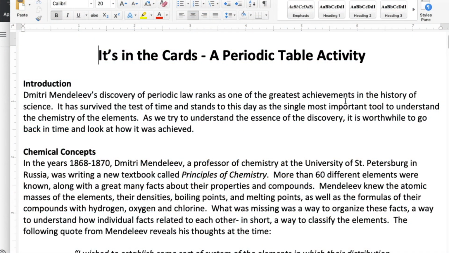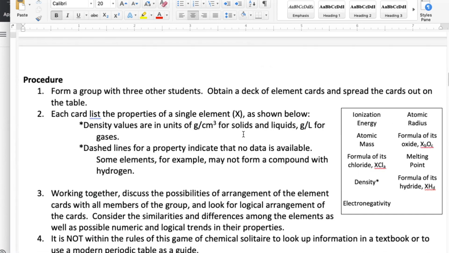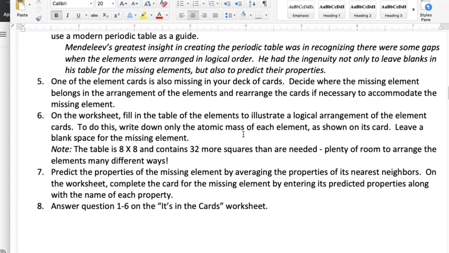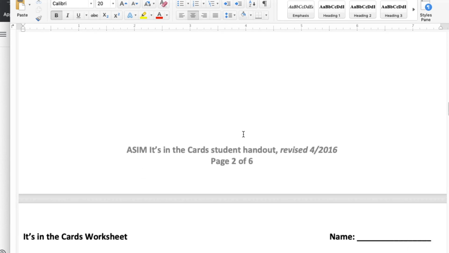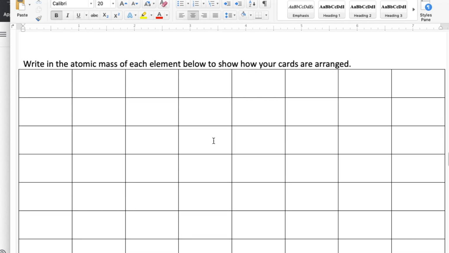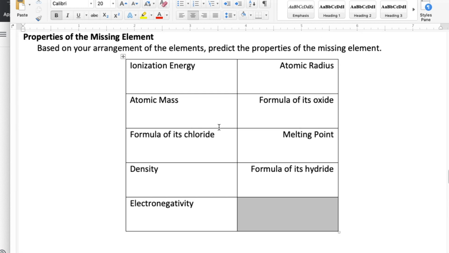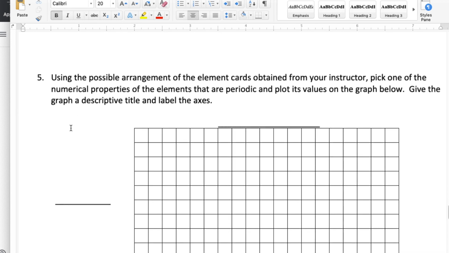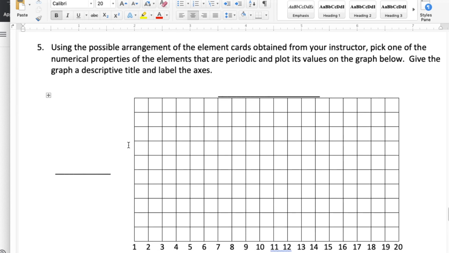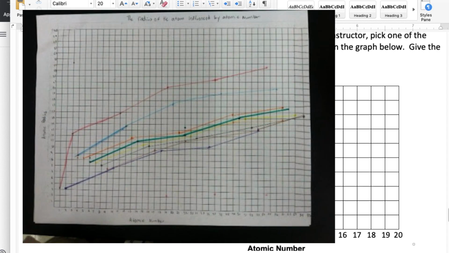This is what the student activity sheet looks like. It's got an introduction. It tells them what cards they need. Tells them what to do. And then this is how they laid out their cards. They should design what the energy, atomic radius, etc. of the missing element is. And then finally, they choose some of the data that's on the cards and they graph that data just like we've done for years and years.